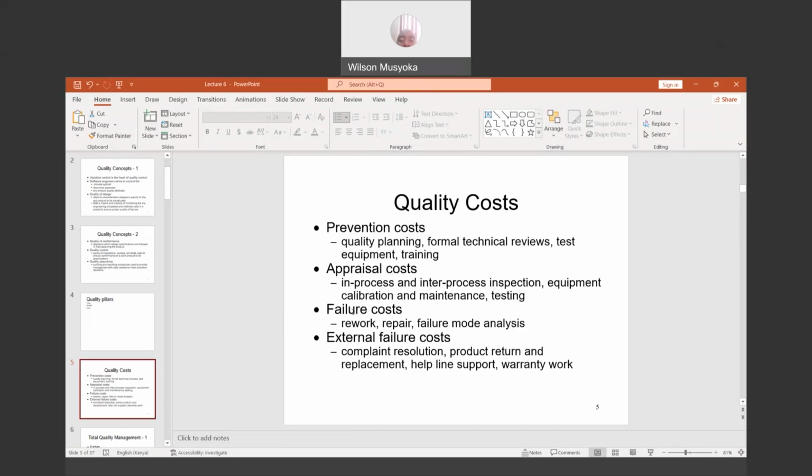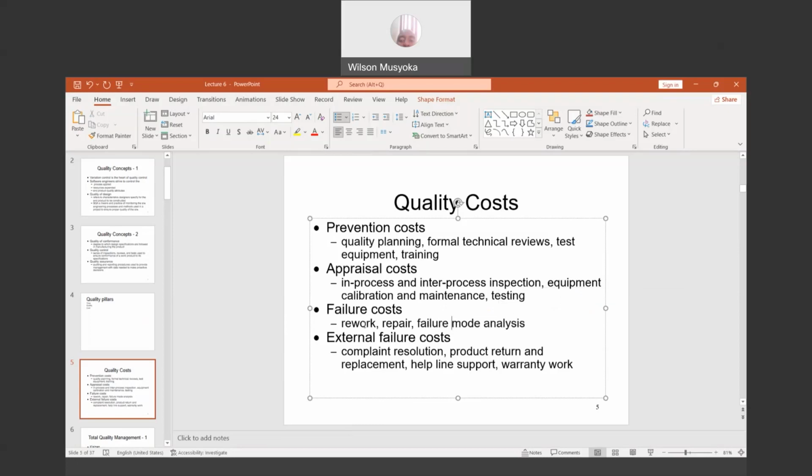Then there is failure cost, the cost which is incurred if you are going to repeat some work, that is reworking, or if you are going to repair the software maybe after testing, or if the software has failed and you have to rework it, then you are going to incur some costs which had not been factored for.